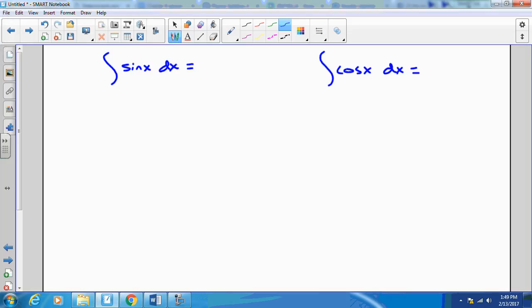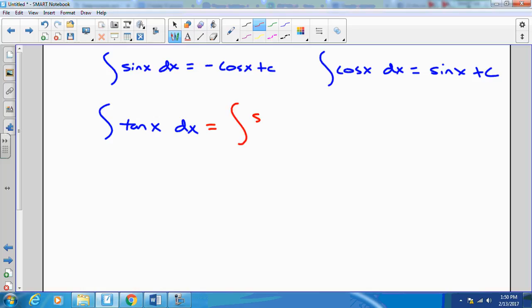What are they? The antiderivative of sine x dx is? Negative cosine x. The antiderivative of cosine? Very good. Now, I'd like to consider the antiderivative of tangent x. By rewriting this as sine over cosine, and since this is a quotient, it makes sense to see whether or not we have a log form.